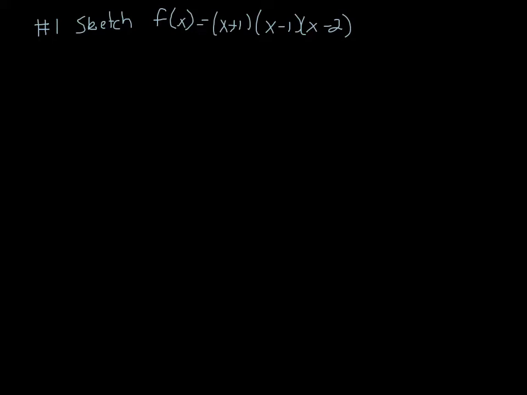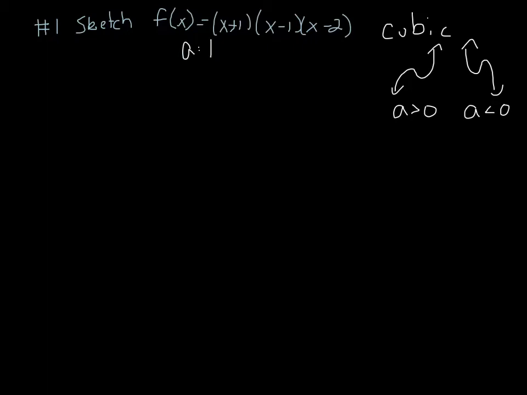Now, since it has 3 zeros, I know it's a cubic function, which means it either does one of these where it finishes up, that's if a is positive, or it does one of these. These kind of look like snakes. If a is negative, it finishes down. Well, since our a is 1, since you can't see it, that means this is our winner. We know it's going to have to finish up.